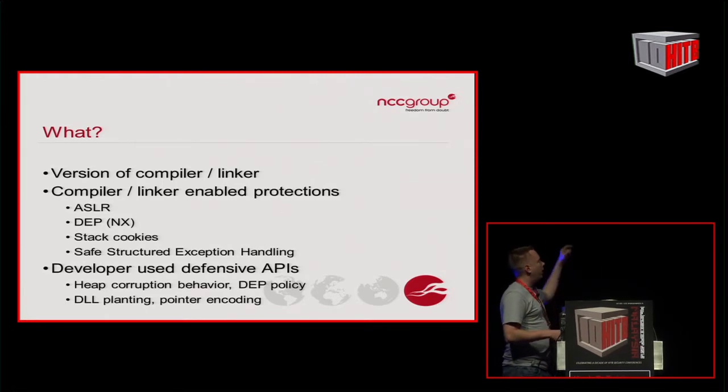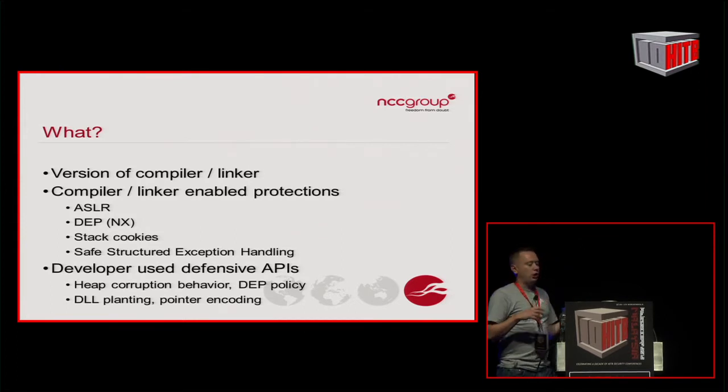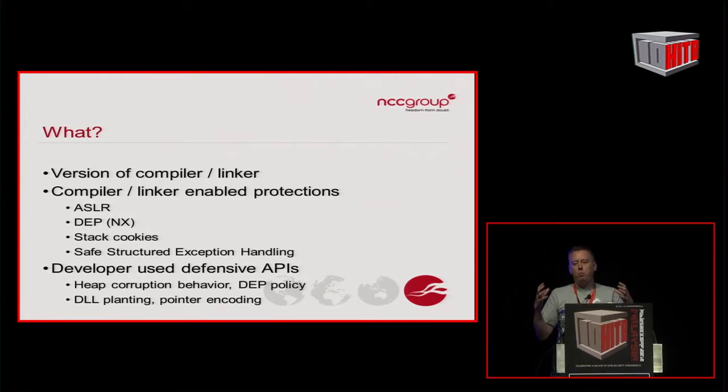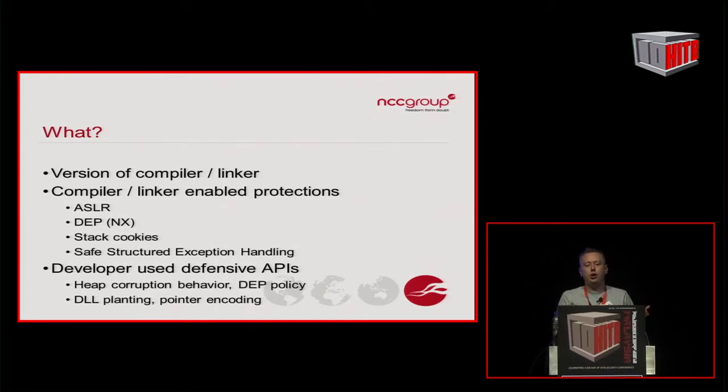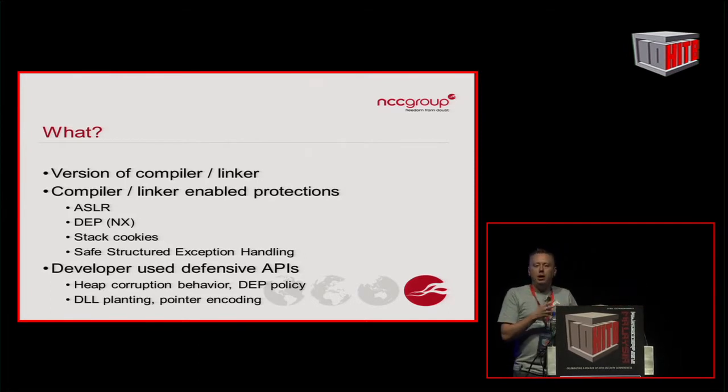We then have a number of specific compiler and linker-enabled protections on Windows. Microsoft had the legacy problem, which has always been their Achilles heel: early versions of Windows didn't have ASLR, didn't have DEP, and so binaries had no awareness of it.